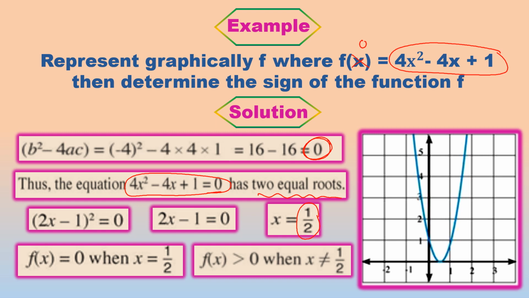Why is the line positive? Because the coefficient of x power 2 is positive, so f of x is greater than 0. If the coefficient of x power 2 is negative, then f of x will be smaller than 0.